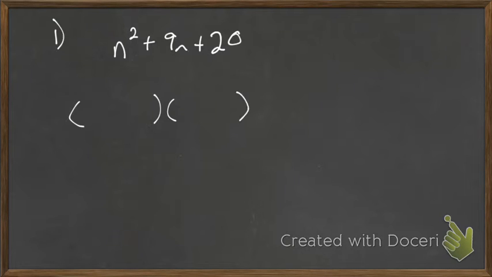All right, so let's check out this trinomial. Number 1, we got n squared plus 9n plus 20. I know this is going to factor into 2 binomials, so I like to just be like, boom, get those out of the way. Okay, got the parentheses going.